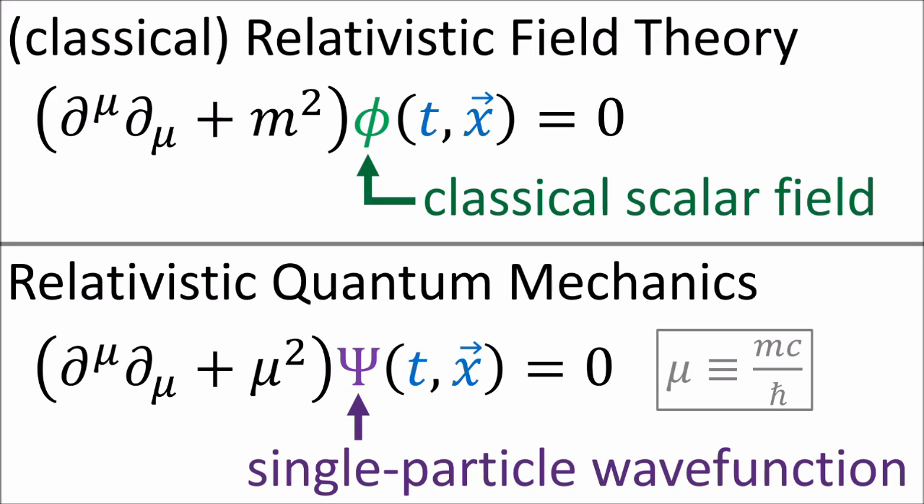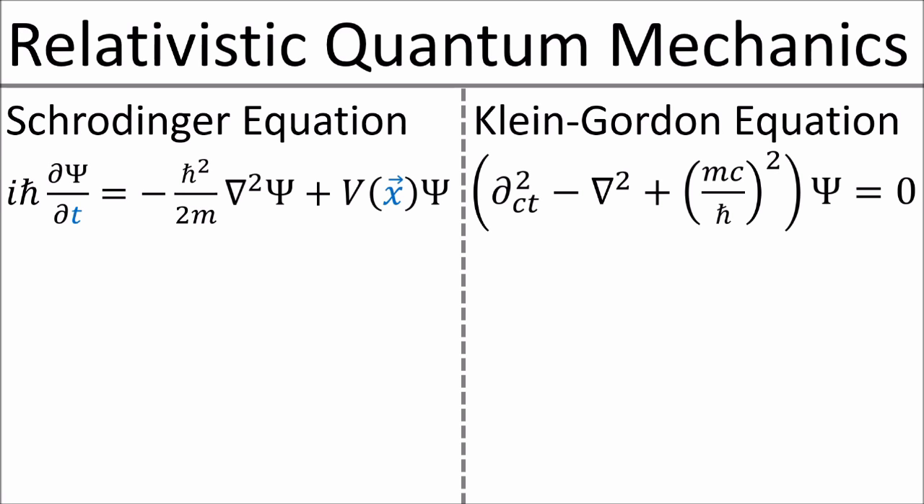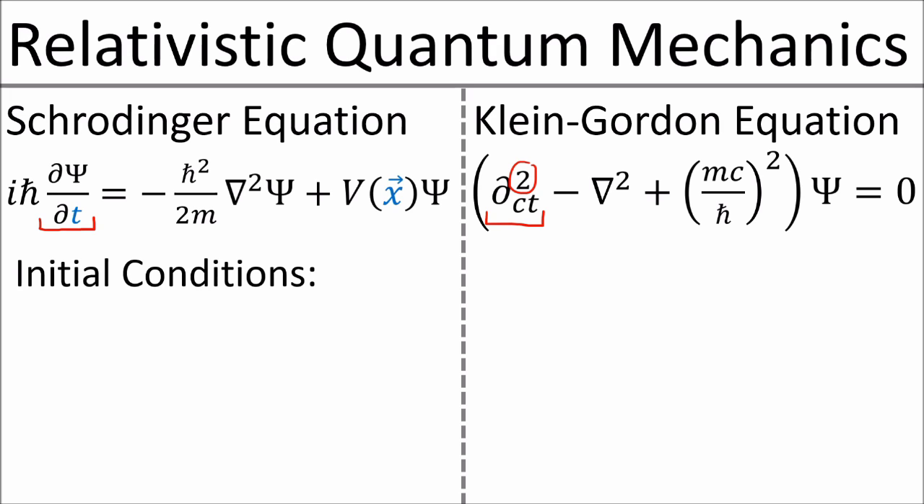However, the Klein-Gordon equation has some problems when applied to quantum mechanics, as it can lead to negative probability densities, which doesn't make any sense. To see why this happens, let's compare the Schrödinger equation and Klein-Gordon equation for position wave functions. The Schrödinger equation has a first-order derivative in time, and the Klein-Gordon equation has a second-order derivative in time. This means that for the Schrödinger equation, if we specify the wave function at an initial time t0, this will completely determine the wave function's evolution over time.